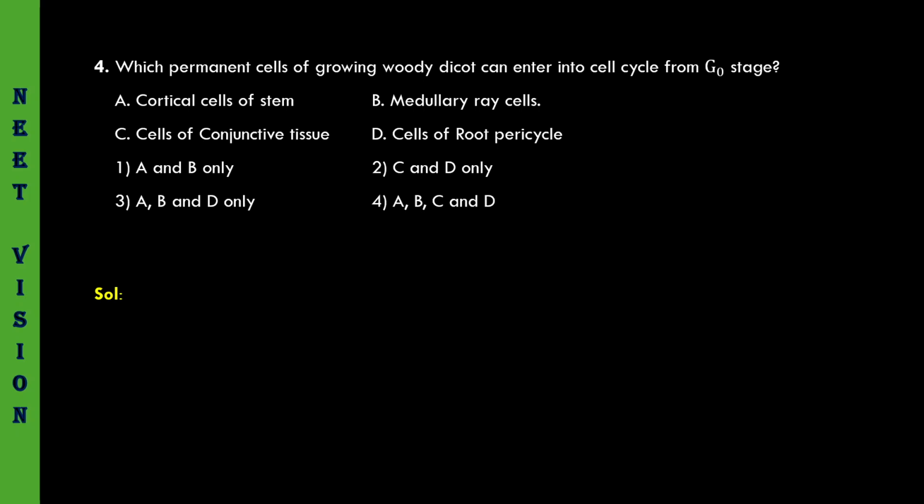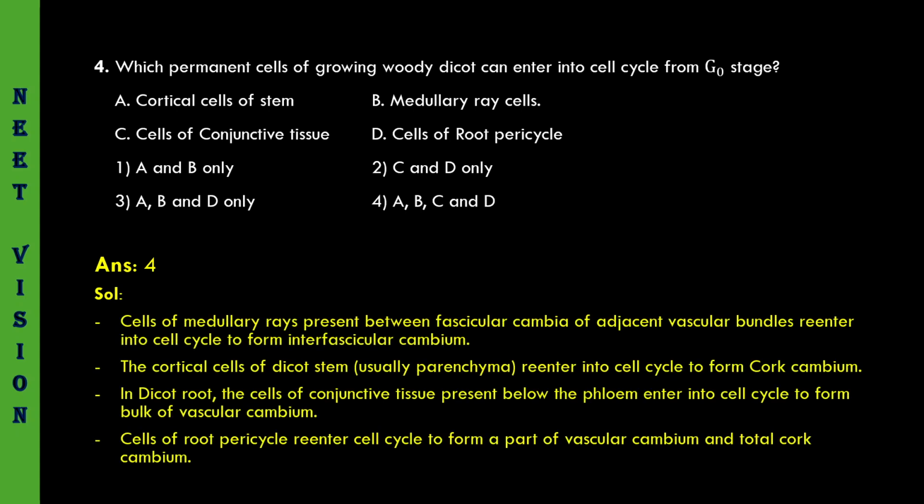Hence A, B, C, D are correct. Option 4 must be the correct one. Let us see the answer. It is 4. Look at the solution. Cells of medullary rays present between fascicular cambia of adjacent vascular bundles re-enter into cell cycle to form interfascicular cambium. The cortical cells of dicot stem, usually parenchyma, re-enter into cell cycle to form corticambium. In dicot root, the cells of conjunctive tissue present below the phloem enter into cell cycle to form bulk of vascular cambium. Cells of root pericycle re-enter cell cycle to form a part of vascular cambium and a total corticambium.